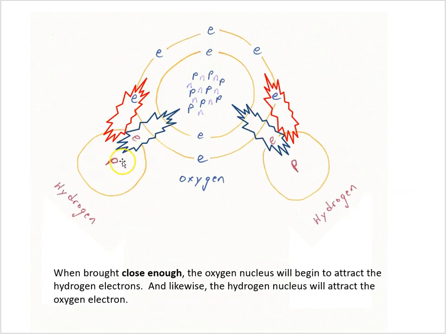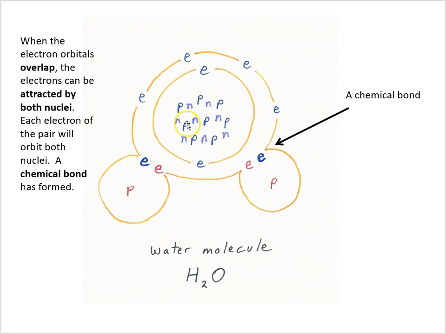If we have enough energy to push them close enough, then what can happen is that the oxygen nucleus, the positive charges here, start to attract the negatively charged electron from the hydrogen atom, and the hydrogen nucleus, that positive charge, starts to attract one of the electrons of the oxygen, and that's the position where we can now make a chemical bond. So the oxygen and the hydrogen are going to be sharing this pair of electrons. So basically, when the electron orbitals overlap, the electrons can be attracted by both nuclei. Each electron of the pair will orbit both nuclei, and that's a chemical bond.